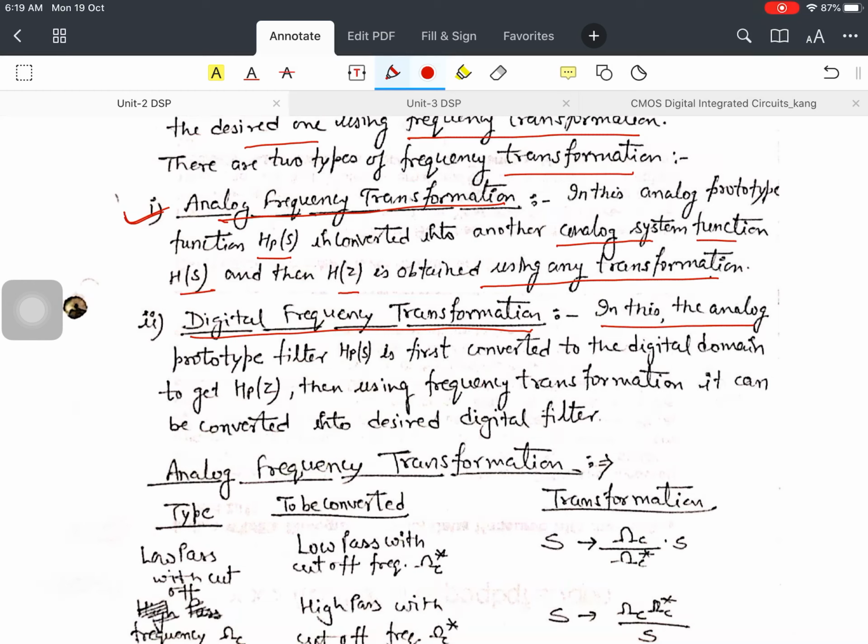In digital frequency transformation, the analog prototype filter HP(s) is first converted to the digital domain to get HP(z). So in this process, we are not going directly to H(s); firstly we convert into digital form. Then using frequency transformation it can be converted into the desired digital filter. So there are two types of frequency transformation: analog frequency and digital frequency.